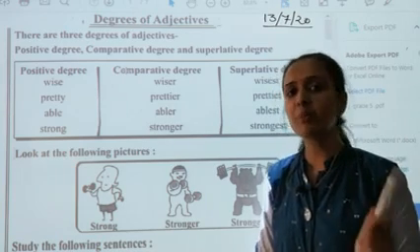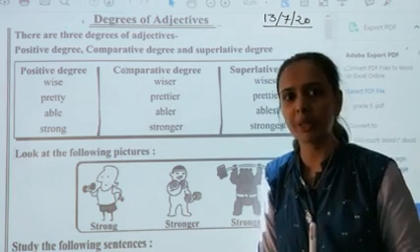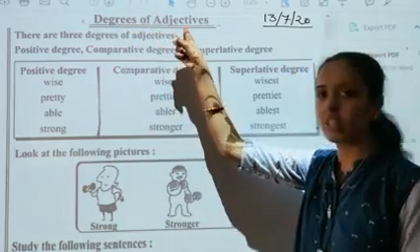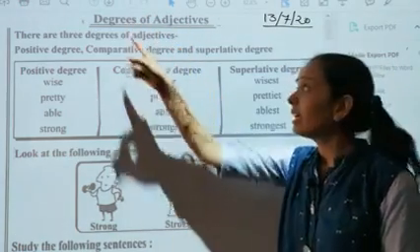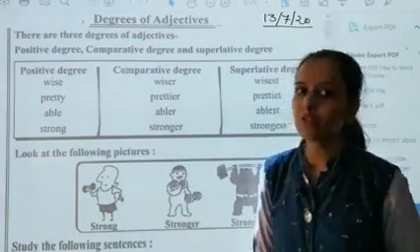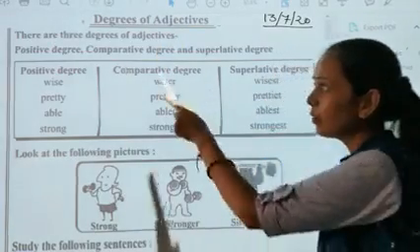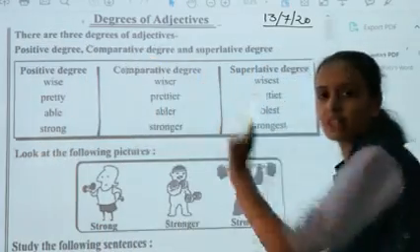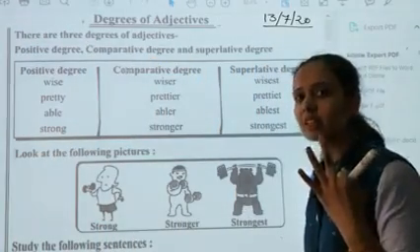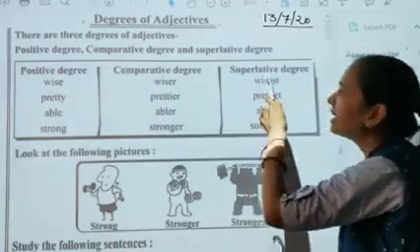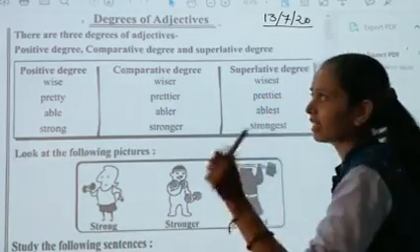Earlier we have completed our adjective topic. Now today we will start degree of adjective. As you can see here, degree of adjective. This is part of adjective only. Now if you can see here, there are 3 degrees of adjective. What are the 3 degrees of adjective? Positive degree, comparative degree and superlative degree. 3 degrees are there.